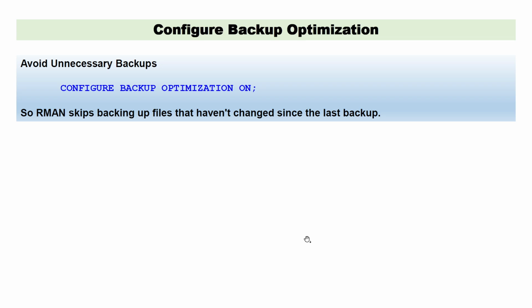Configure backup optimization. Avoid unnecessary backups. Configure backup optimization on. This particular parameter will skip backing up files that haven't changed since the last backup. So if RMAN has already taken the backup and you have set this particular parameter, then RMAN will not take another backup because RMAN will know that this particular backup has been taken and no longer needs to be taken. So you can use this parameter to skip those backup files which are no longer required.